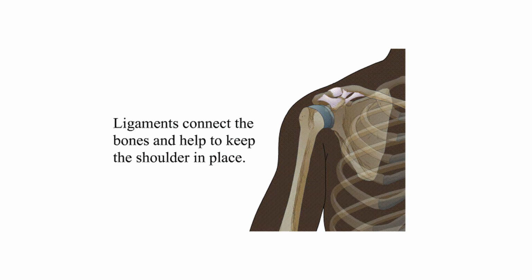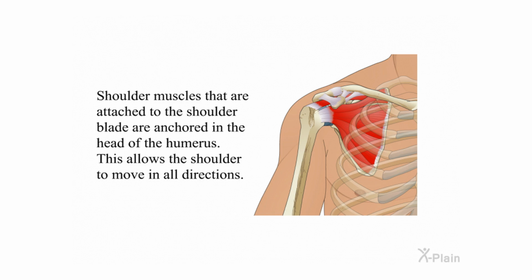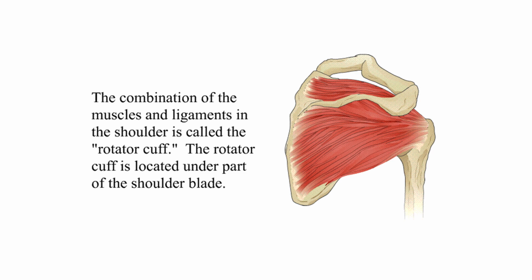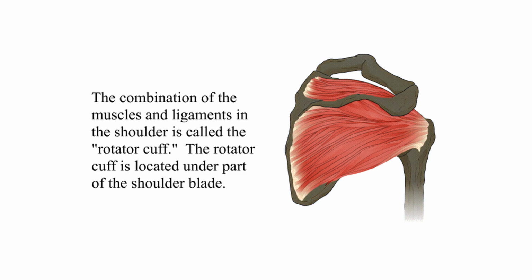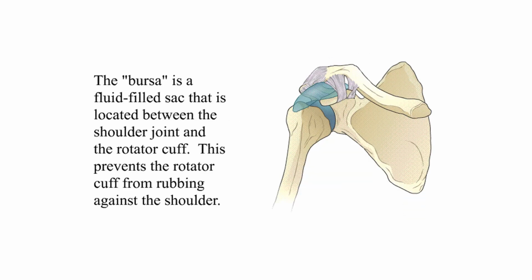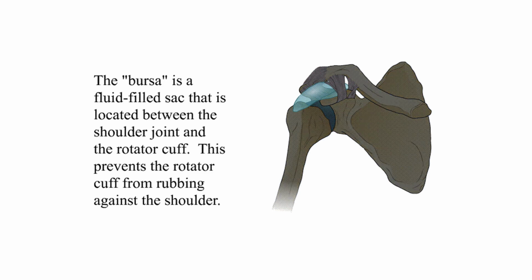Ligaments connect the bones and help to keep the shoulder in place. Shoulder muscles that are attached to the shoulder blade are anchored in the head of the humerus. This allows the shoulder to move in all directions. The combination of the muscles and ligaments in the shoulder is called the rotator cuff. The rotator cuff is located under part of the shoulder blade. The bursa is a fluid-filled sac that is located between the shoulder joint and the rotator cuff. This prevents the rotator cuff from rubbing against the shoulder.